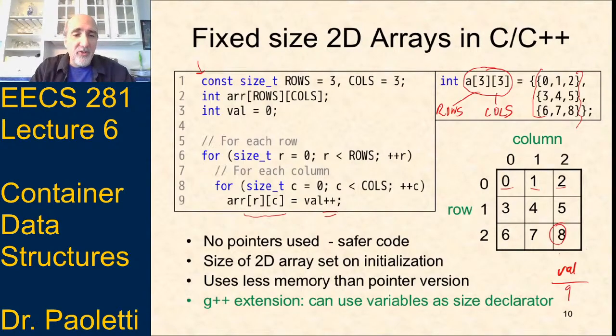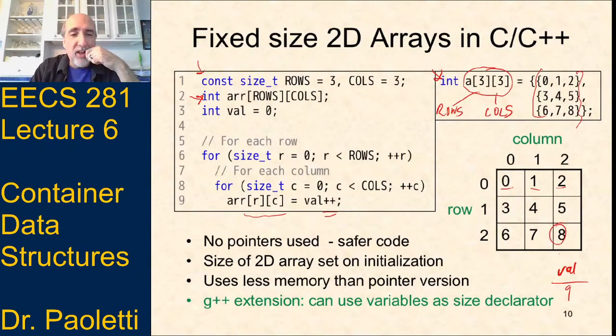Now, the nice thing about this version is it doesn't use pointers. It's safer because I don't have to remember to do a delete when I'm done with it. However, the size of this 2D array is set when it's created. So either in line 2 here or in this line here, the size of the array is set. It's when it's created or, in the right-hand box, when it's initialized. So the creation of the array sets the size and it's fixed. It does use less memory than if we did a 2D version with pointers. We're going to look at that in the next slide.